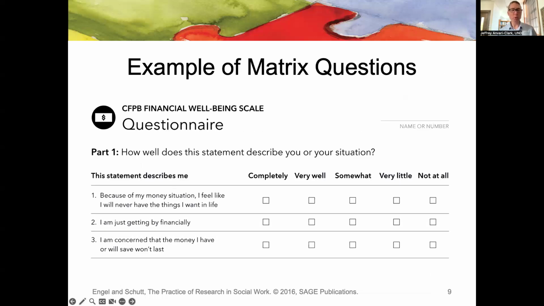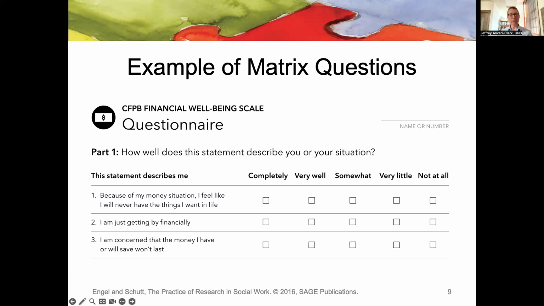An example of a matrix question is from the Consumer Financial Protection Bureau's Financial Wellbeing Scale. How well does this statement describe you or your situation? We've got a list of 3, and I've just taken a small snapshot here. The short one has 5 questions, the long one has 10, but here we've just got 3. You can see it's listing them out, and then you can check or just go straight down, whichever you like. And so the statement describes me. The person may say, because of my money situation, I feel like I'll never have the things I want in life. That completely describes me. And I'm just getting by financially.